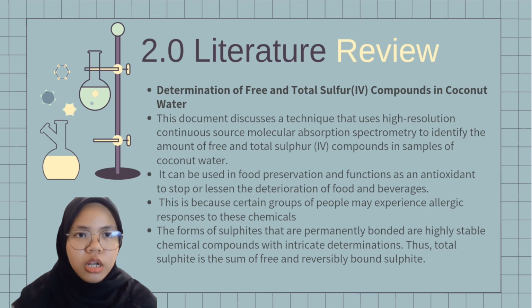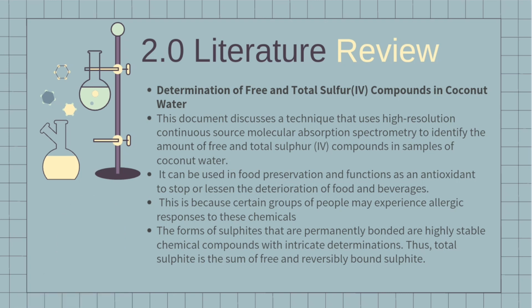This is because certain groups of people may experience allergy response to this chemical. On the other hand, the forms of sulfide that are permanently bound are highly stable chemical compounds with intricate determination. Thus, total sulfide is the sum of free and reversibly bound sulfide.